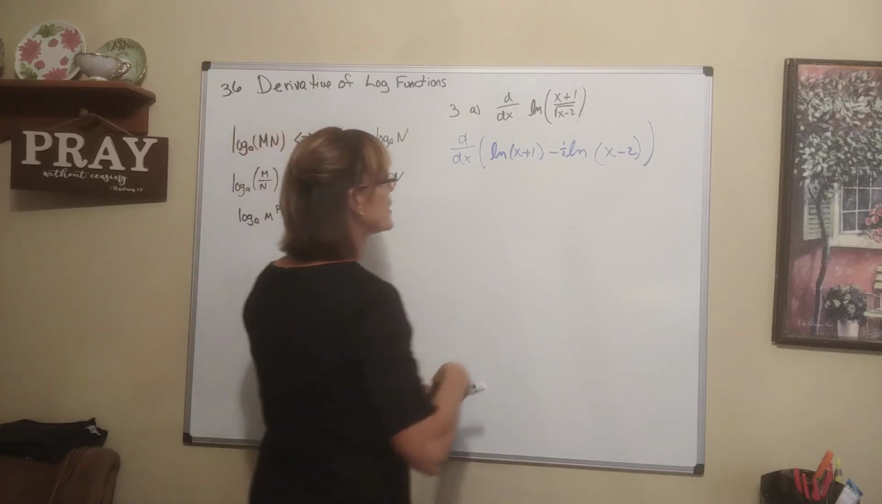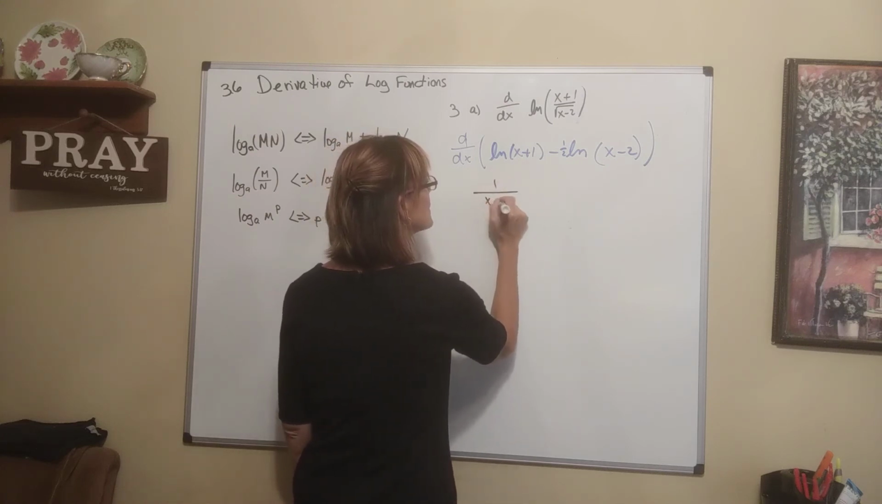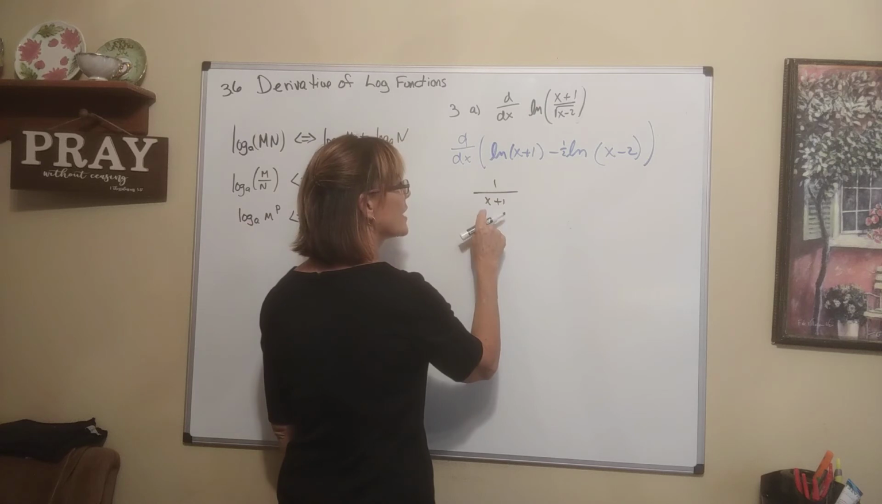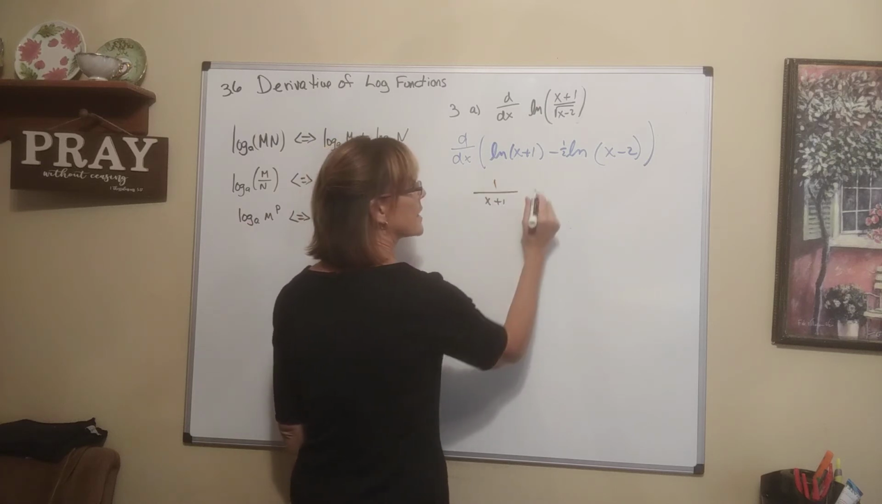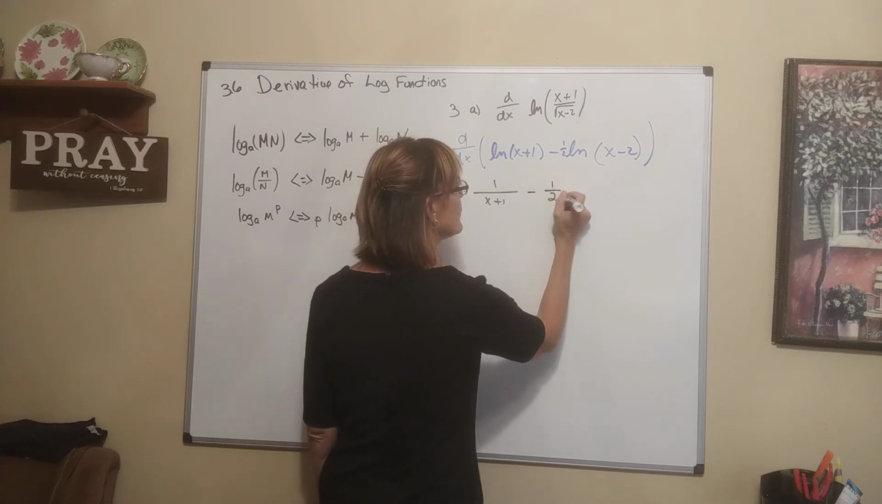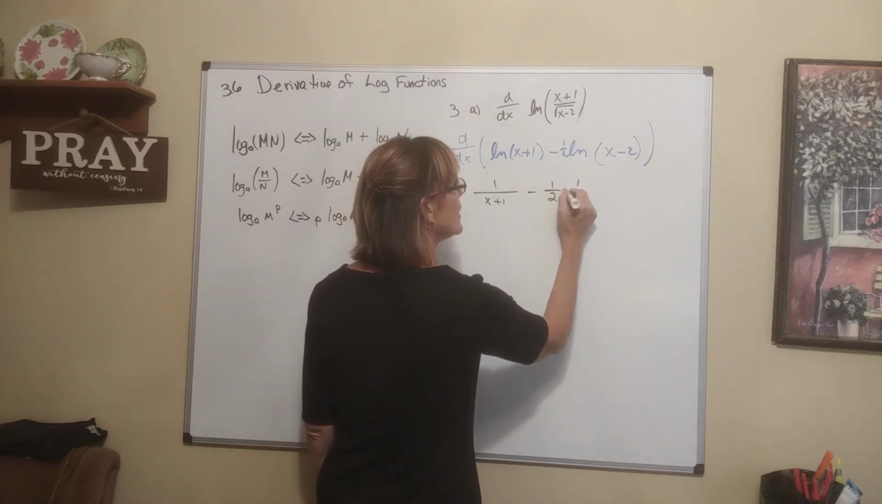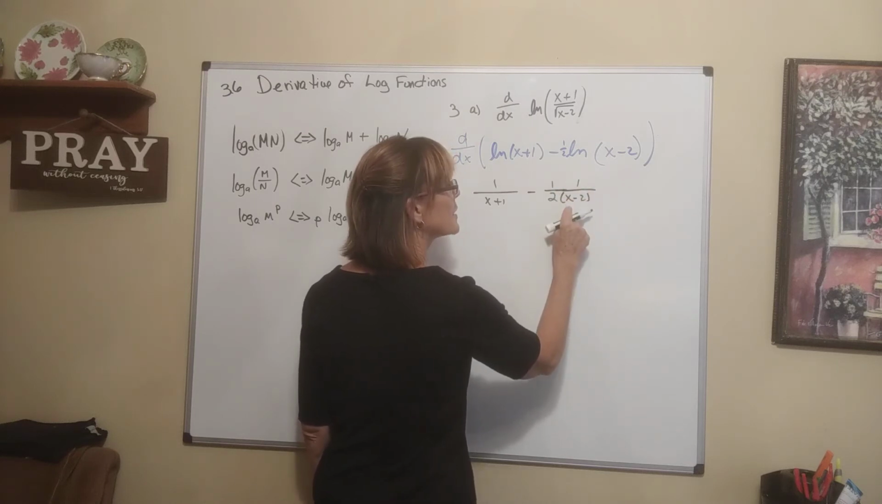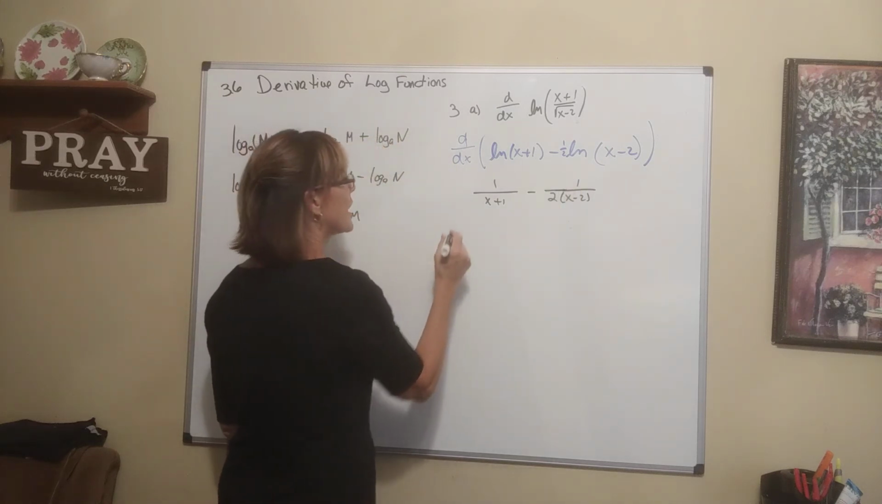Ready? The derivative of the natural log of something is 1 over that something times the derivative of x plus 1, which is going to be a 1 plus 0. So that's what that looks like. Minus 1/2 times the derivative of the natural log of this, which is going to be 1 over x minus 2 times the derivative of x minus 2, which is just a 1. So basically, that's what we get right there, 3a.